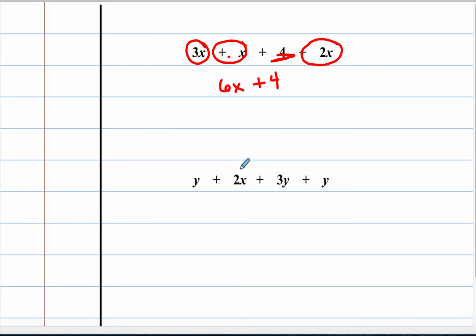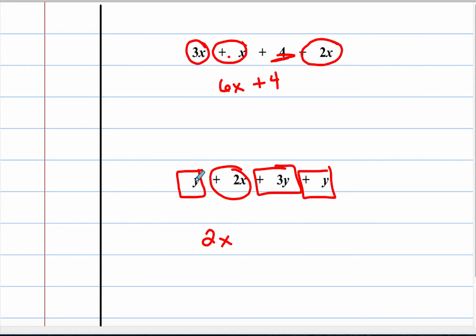All right, so alphabetically, x comes before y, so we're going to do that first. 2x, and that's it. And then I have a positive y, because there's nothing in front of it, a positive 3y, and another positive y. So that's y plus 3y is 4y plus 5 plus 5y. You go in alphabetical order.